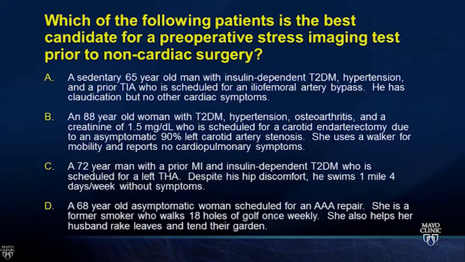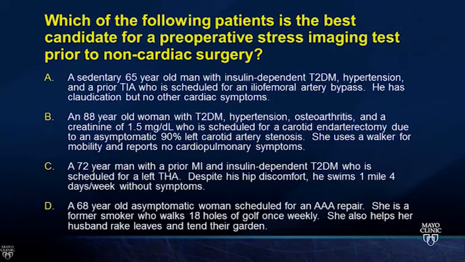So which of the following patients is the best candidate for a preoperative stress imaging test prior to non-cardiac surgery? A 65-year-old guy with diabetes, hypertension, prior TIA, going for ileal-fem, has claudication. The 88-year-old woman with diabetes, hypertension, osteoarthritis, creatinine of 1.5, scheduled for carotid endarterectomy.